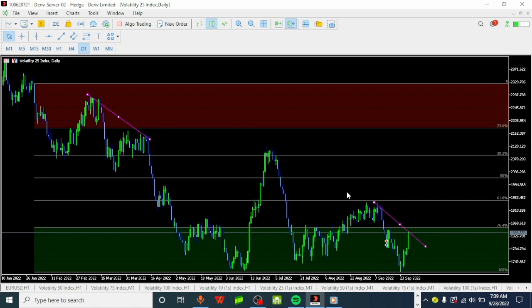So coming to V25, we were on the daily time frame, and we saw that the price was playing around in this demand zone here. Therefore, we were looking for buying opportunities for a swing trade. We use TradingView for analysis.